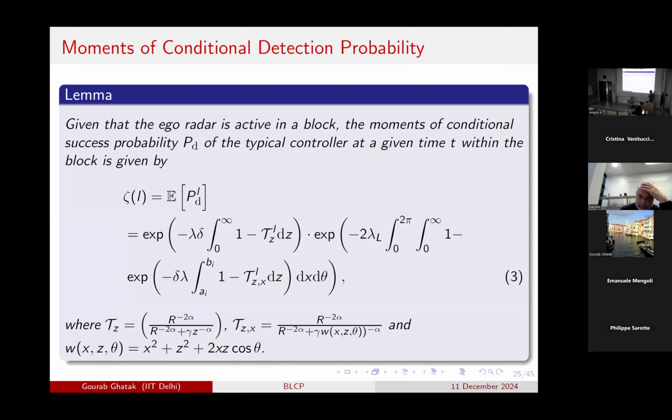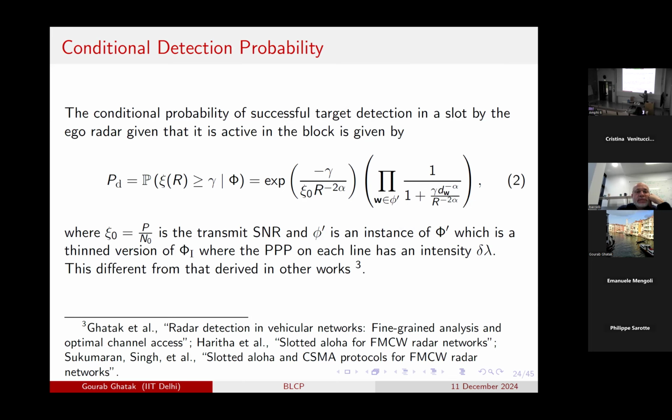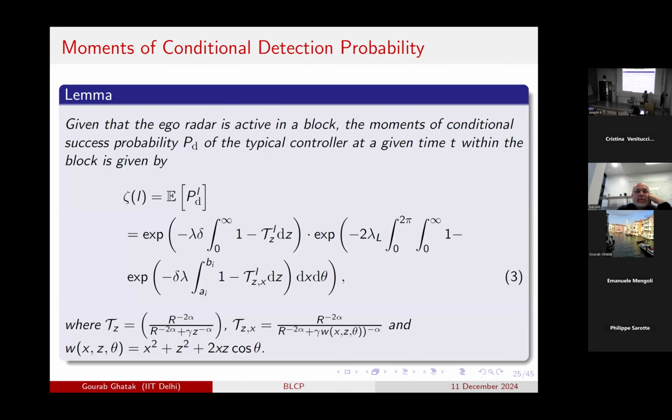Now, once we have this conditional success probability or conditional detection probability, we can derive its moments, the Lth moment of the detection probability. So the conditional detection probability is a random variable because it's conditioned on the point process. So we have the moments of this random variable, the conditional detection probability. We'll use it later to characterize the tracking event.